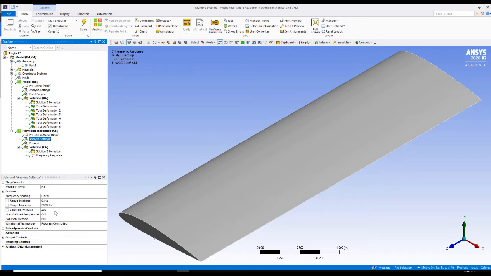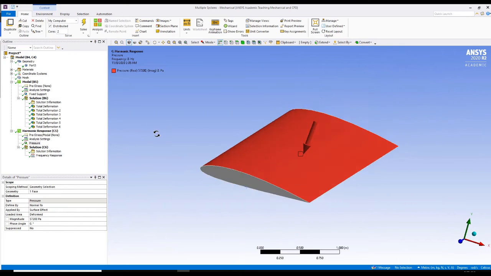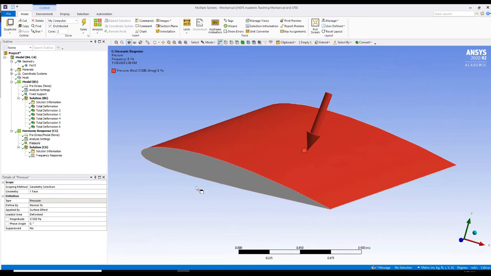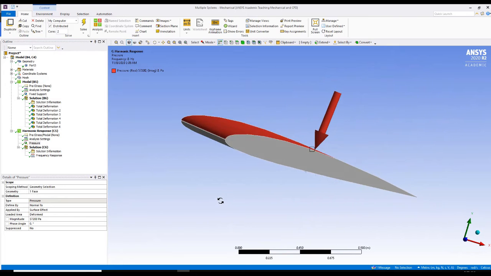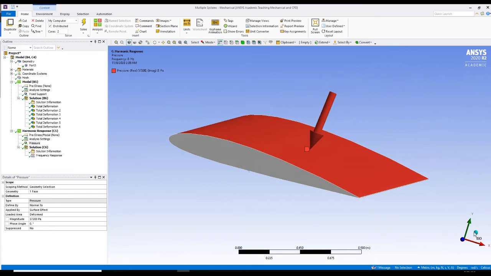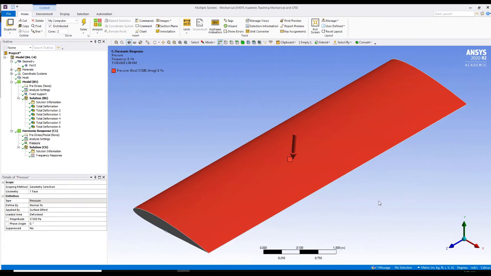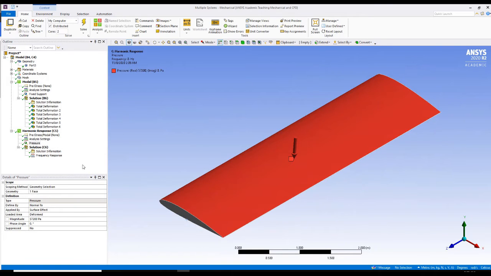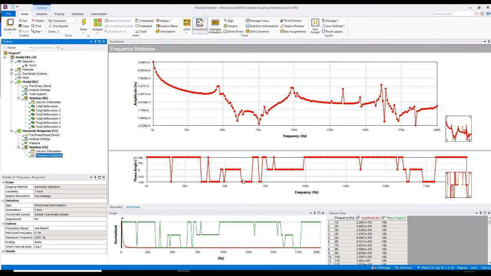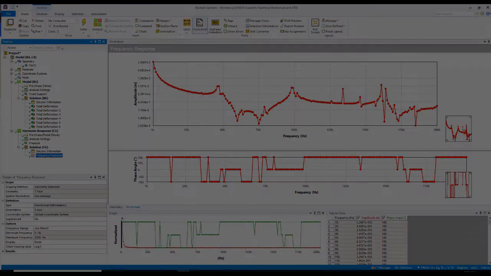The analysis settings were set to linear and the range maximum of 2000 Hz with 200 solution intervals. There is a uniform pressure normal to the surface being applied. The magnitude of this pressure is 57.2 kilopascals or 57,200 pascals as shown. Finally, we can look at the solution to the harmonic response. In this case, we used the frequency response deflection. As indicated in the graph, the maximum amplitude was 2.26 millimeters.